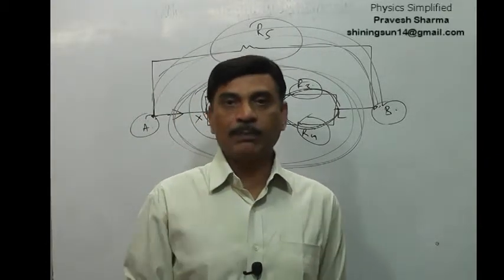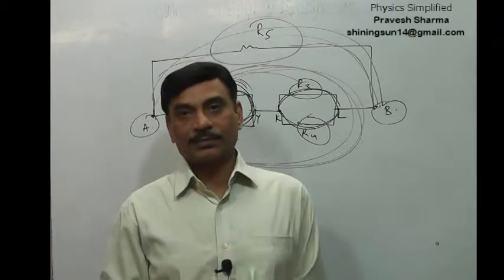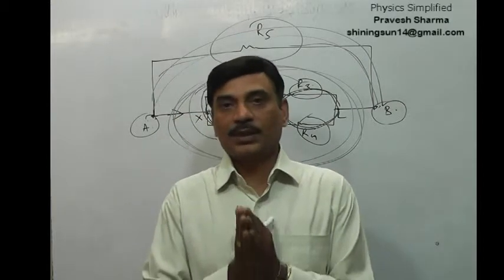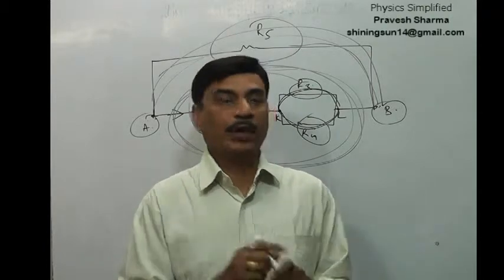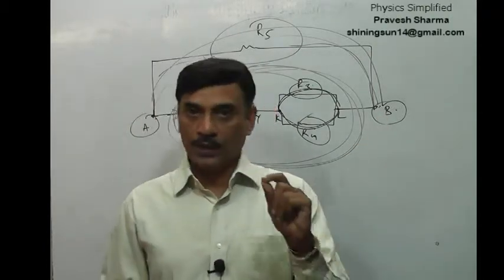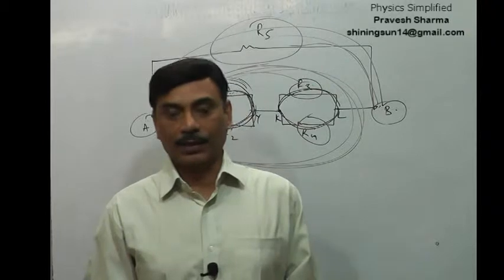For parallel, it is very important that the point of starting, where the paths are getting divided, and they should converge to the same point. They should converge to the same point. Only then the resistors are going to be in parallel.